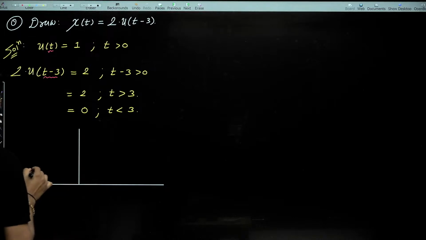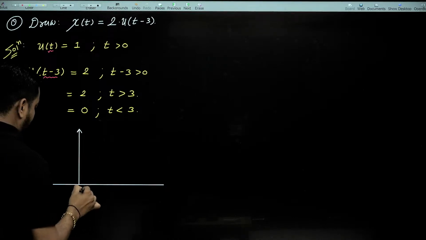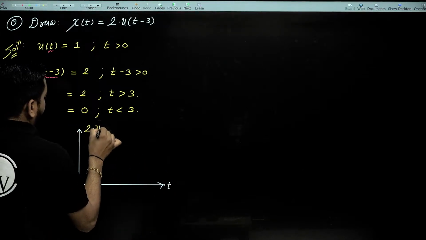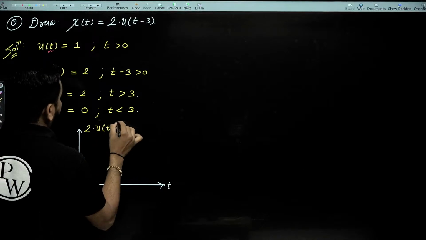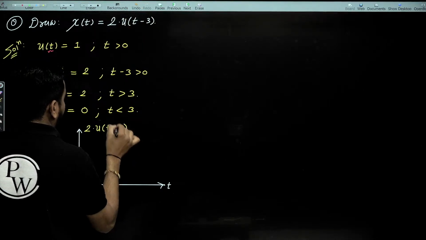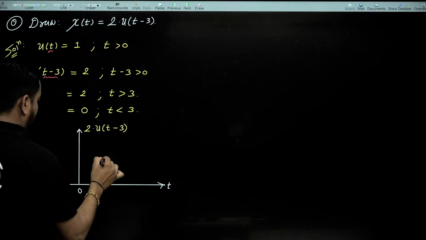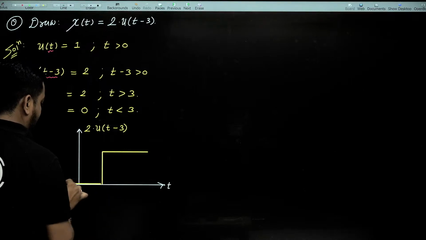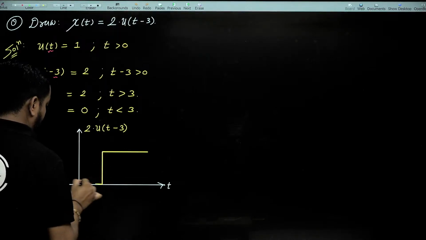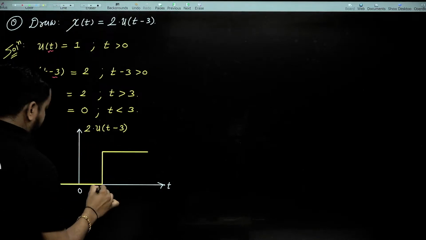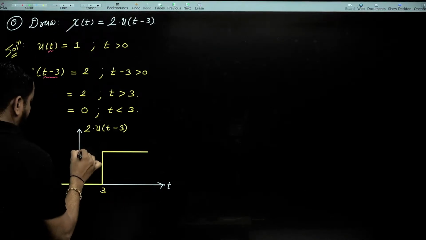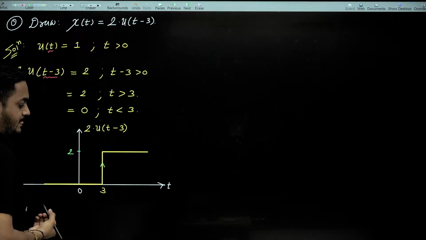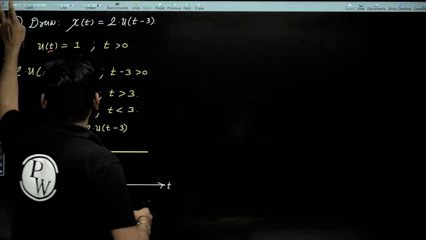So it will start for t greater than 3, amplitude is 2, and for t less than 3, amplitude is 0. Here is 3, guys, and now there is discontinuity, there is sudden change in amplitude at t equal to 3, guys. Correct?